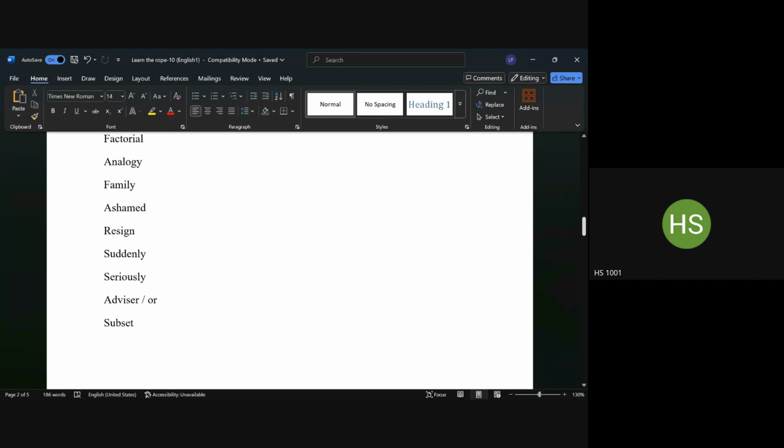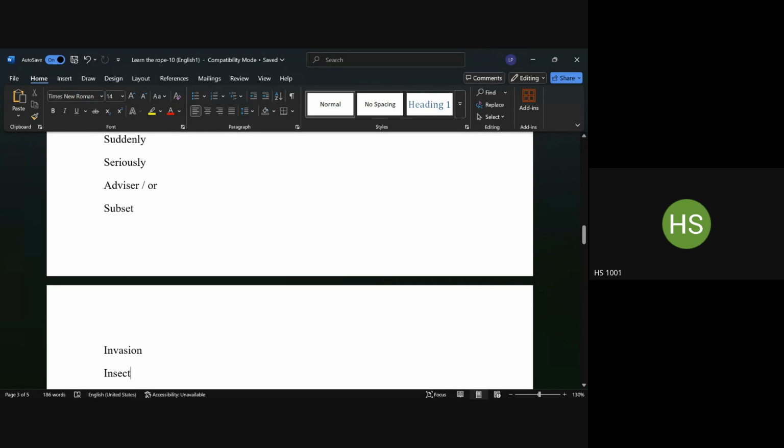Then comes suddenly. Suddenly, seriously, we can do both of them together. Both have the same stress pattern. Where do you mark it? Second. Why second? What is suddenly and seriously? They are both adverbs, right? And they have an ly suffix. So your stress has to be on the first syllable. Suddenly, seriously, both on the first syllable.